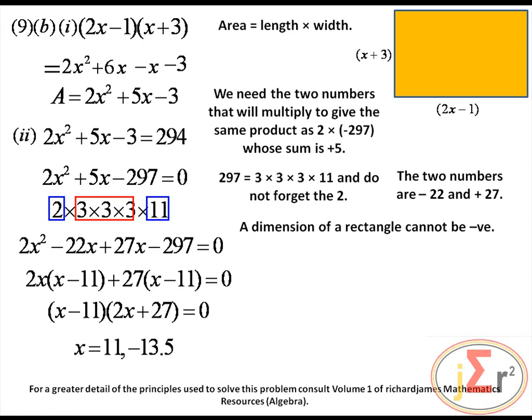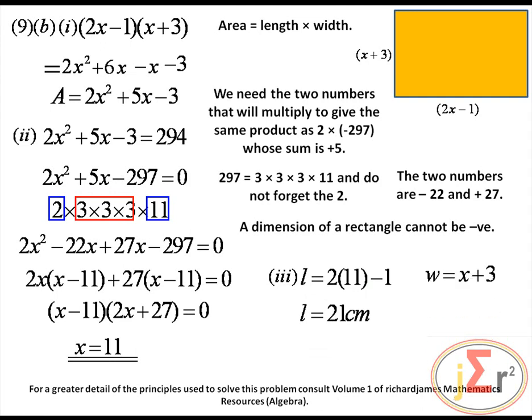However, a dimension of a rectangle cannot be negative, so we have to choose the positive value only. So L is equal to 2x minus 1, and x is 11. 2 times 11 minus 1, 22 minus 1. That will give us 21. So 21 centimeters for the length, and let's see what we have for the width. x is equal to 11, and we have x plus 3, that is equal to 11 plus 3, and that will turn out to be 14.